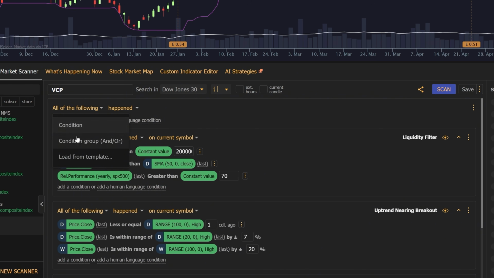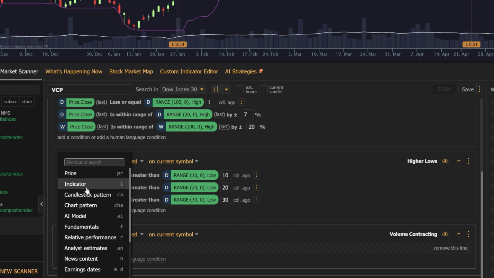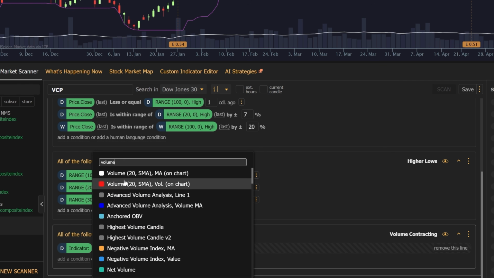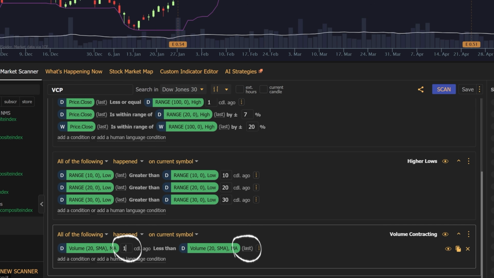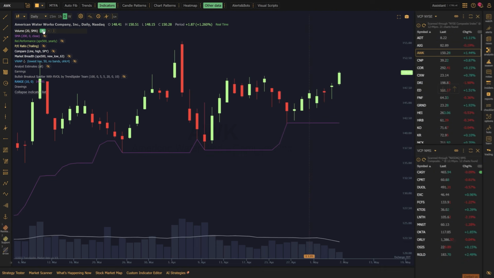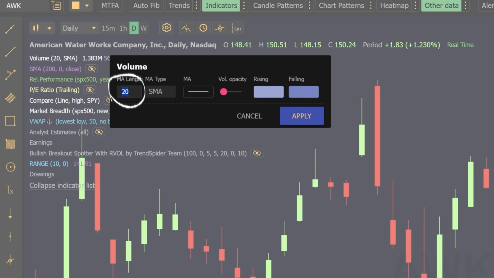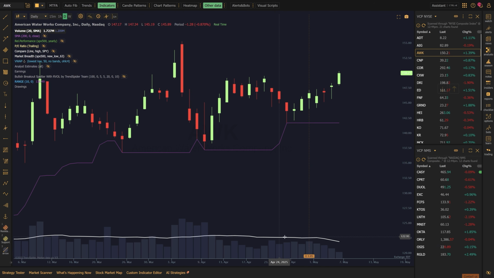Finally, let's create the last Stage 2 condition group and name it Volume Contracting. This one will filter for stocks where the volume is declining and waiting to explode like a coiled spring out of its base. We'll add a condition where the 20-day average volume 1 day ago was less than it was 30 days ago. To help visualize this parameter, you can plot the 20-day average volume line on TrendSpider's standard volume indicator by going into its settings, changing the MA length to 20, and ensuring it's visible. Once it's on your chart, if a stock's volume is slowing down, this line will be declining.